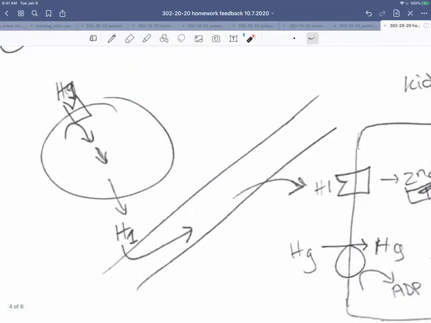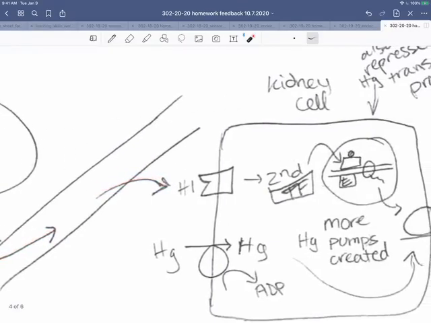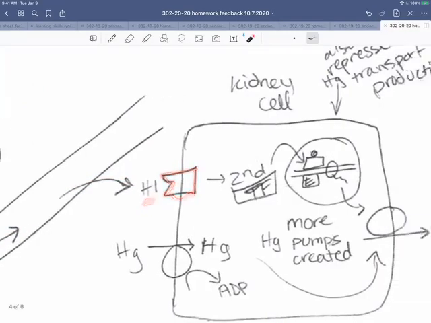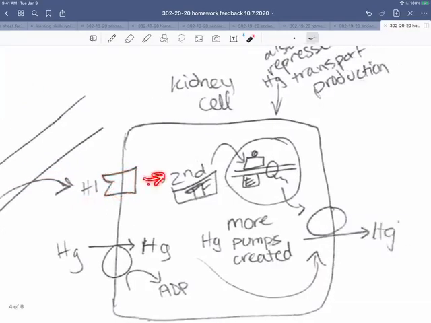So here's our mercury, Hg, and here's our hormone, H1, and here's our hormone going through the blood. Again, blood vessels, capillaries are leaky, so hormone gets in, hormone gets out. Hormone 1 binds to its receptor, and that activates a second messenger pathway. They have the second messenger binding to a TF.